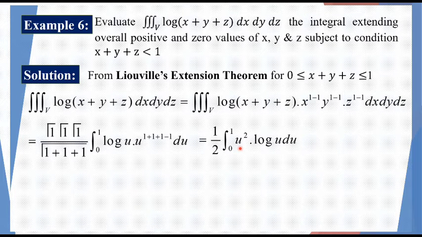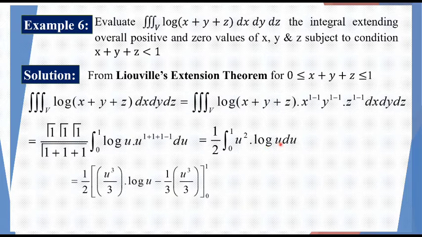So log u as it is, integral of u square is u cube by 3, minus the integral of the differentiation of log u, which is 1 upon u, times the integral of u square, which is u cube upon 3. So 1 upon u into u cube upon 3 converts into u square by 3, and 1 by 3 is outside. So again, the integral of u square is u cube by 3. This expression exists under the limit 0 to 1.